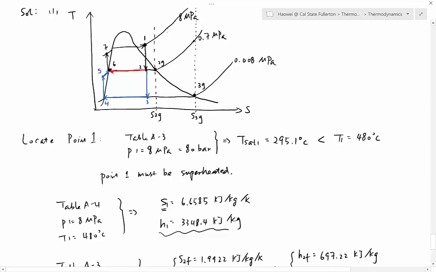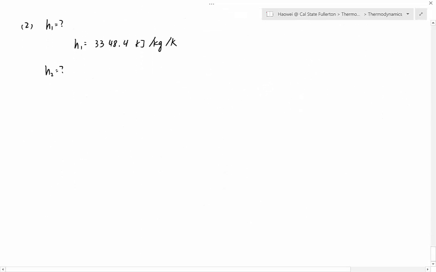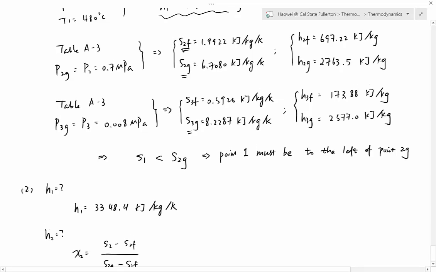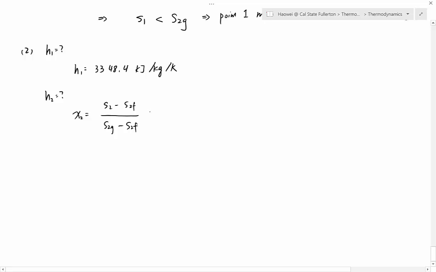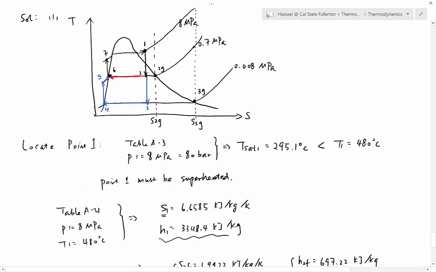How do you look for the enthalpy of a mixture? You have to have quality. And how do we find quality? We can find quality from entropy. So we've done this method several times now. I hope you can do it easily at this moment. X2 is equal to S2 minus S2F divided by S2G minus S2F. We have S2F, S2G. We found those two earlier. And the only thing I don't have right now is S2. But take a look, 1 to 2 is a vertical line, so they must have the same x coordinate, meaning S1 must be equal to S2. And I do have S1, which is right here.